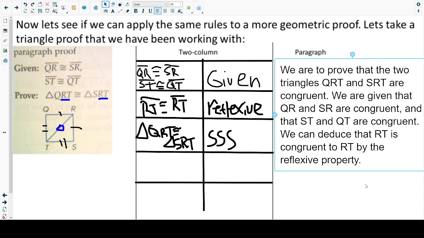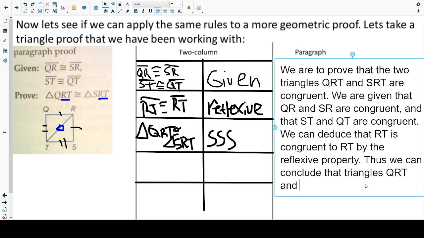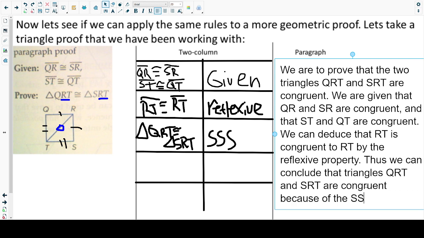And then after that, what's our last statement? Our last statement is the proof statement. So how do we know they're congruent? We can kind of do this all in one go here, right? We can say, thus we can conclude, also a really good word to end your paragraph proof with because you are concluding something from a proof, that triangles QRT and SRT are congruent because of the SSS theorem, right?